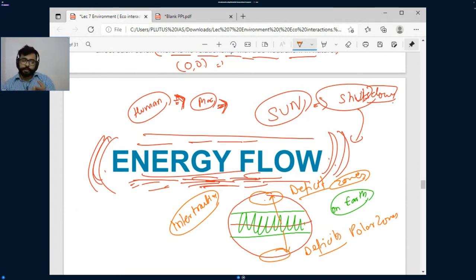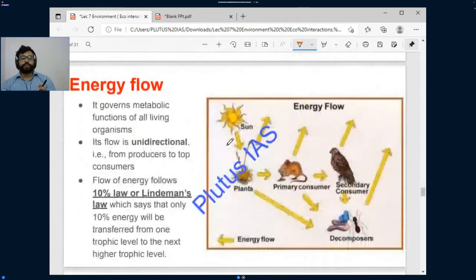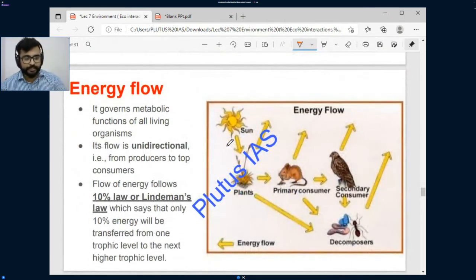You will find fewer plants, fewer humans, fewer interactions, fewer animals, and it reaches close to zero on the poles. Not complete zero, but yes, it is very less there. So we will study a little about all this energy flow on the earth. This energy flow governs the metabolic functions of all living organisms on this mother earth. I have already explained this to you.